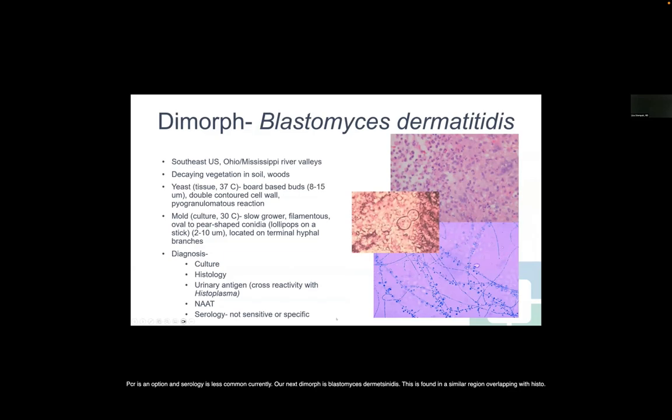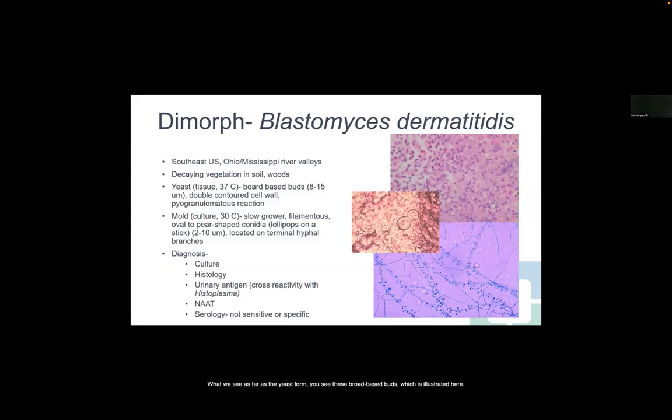Our next dimorph is Blastomyces dermatitidis. This is found in a similar region overlapping with histo, but also goes down into the southeastern United States as well. You can see blasto, particularly with decaying vegetation in soil, in the woods. Dogs actually can become infected because they oftentimes have their nose to the ground.